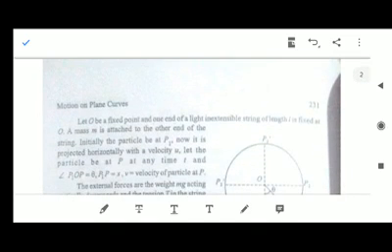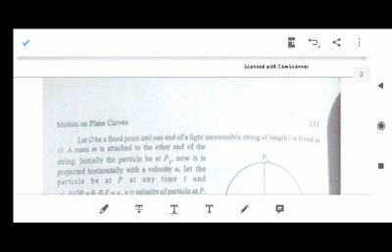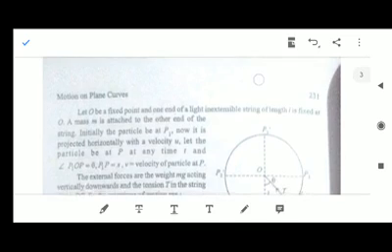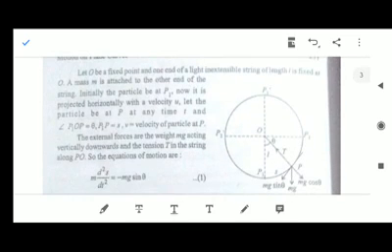Now let O be the fixed point, the center of the circle, and one end of the light inextensible string of length L is fixed at O. Here we have OP as the string, having one end fixed at the point O. A mass M is attached to the other end of the string, and its weight acts in the downward direction.